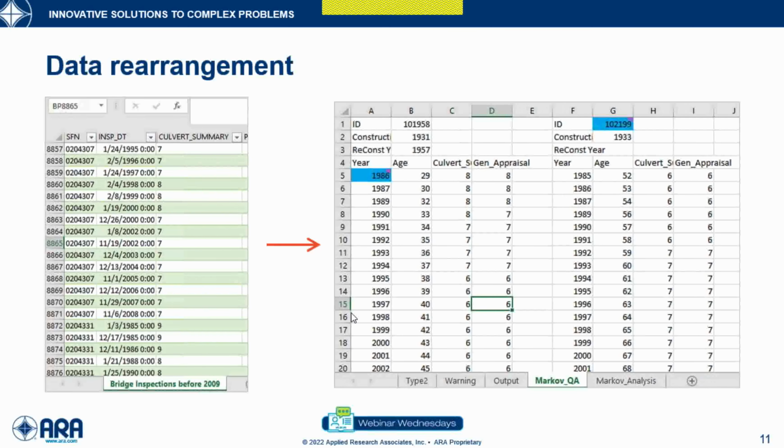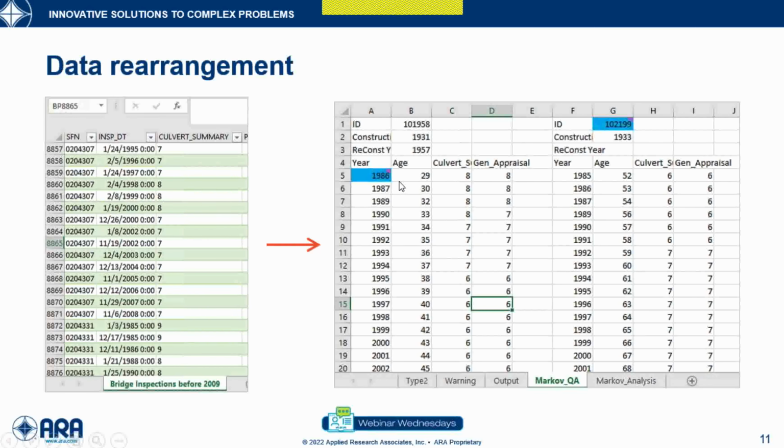Now, after identifying the types that we want to include in our analysis, we had to do some kind of data rearrangement. As I indicated, the tables compile all culverts into one master Excel table, and the inspection records were split by date, so anything before 2009 was in one file, and anything after that in another file. Our data rearrangement was very simple. We had to separate a table for each culvert, as shown here to the right, and transform the years of inspection into age. The data went all the way back to 1985.